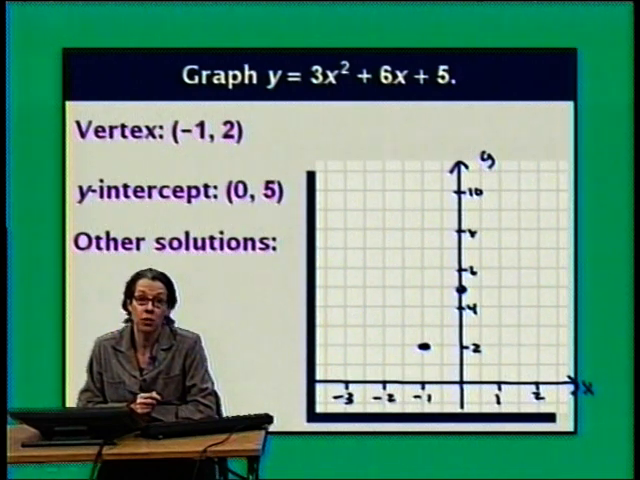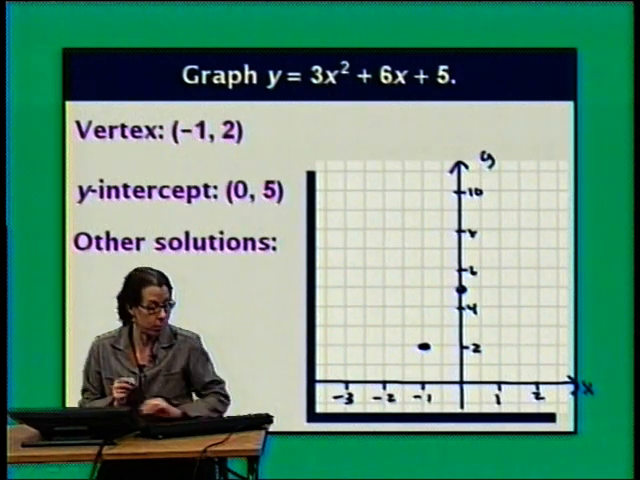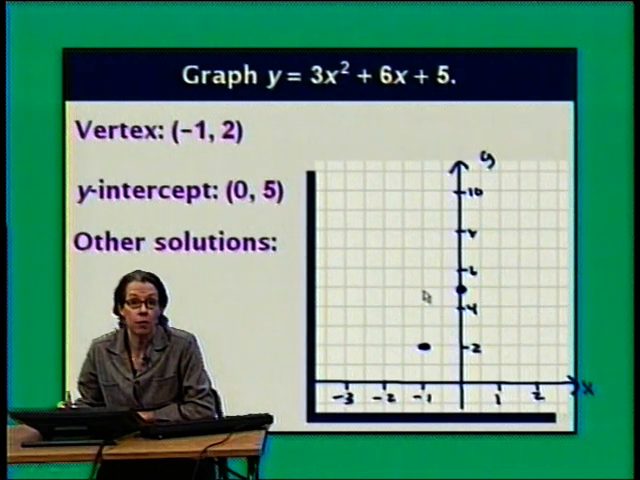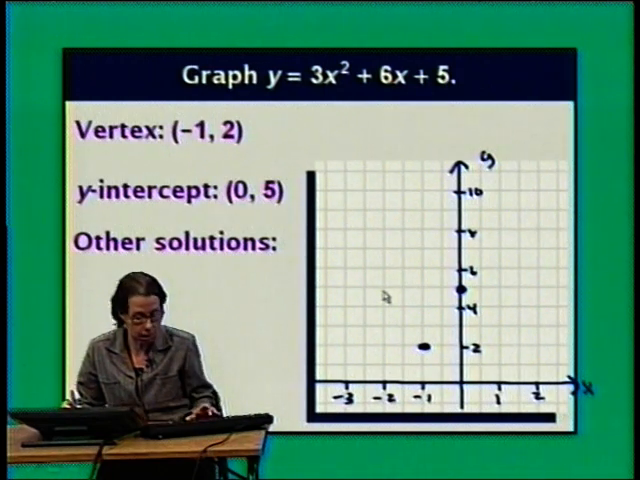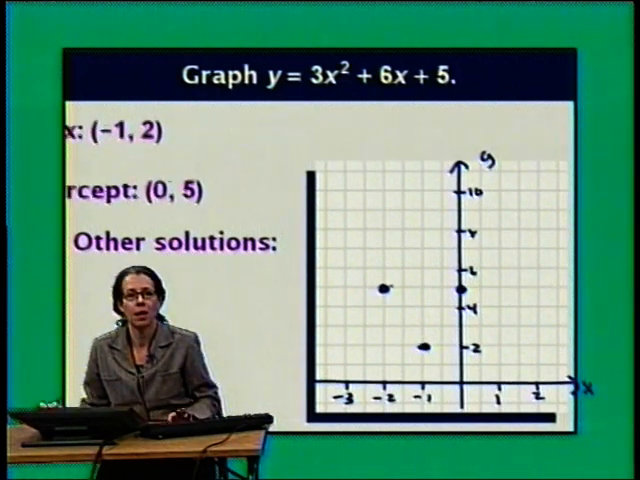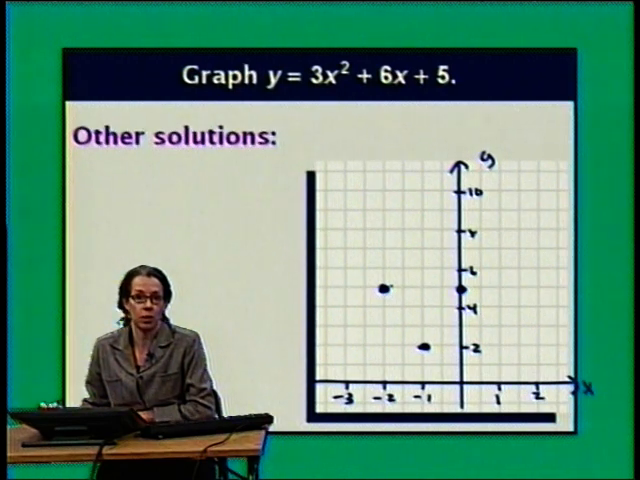Well, I can get another solution quickly using symmetry. The y-intercept is 1 unit away from the vertex. So if I move 1 unit to the left, I get another solution, (-2, 5). Let me find some other solutions.